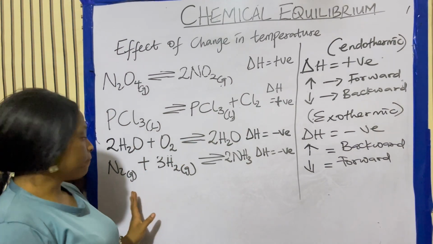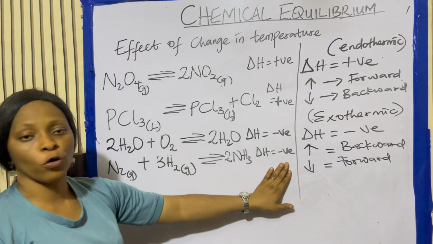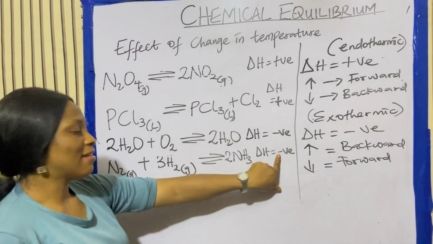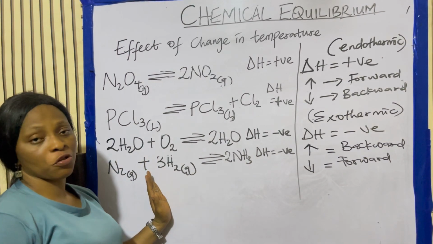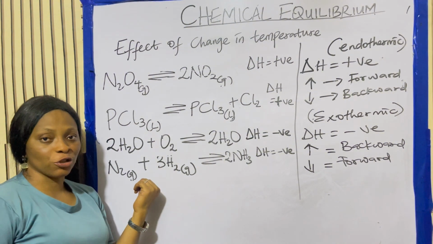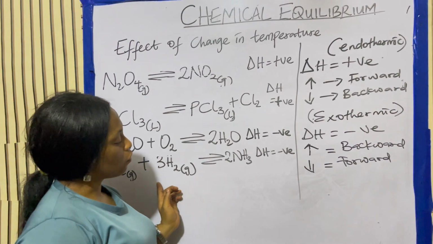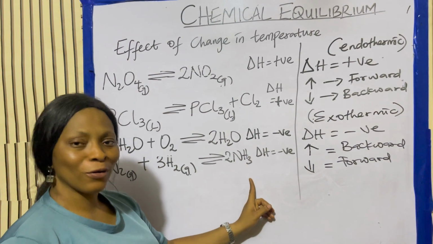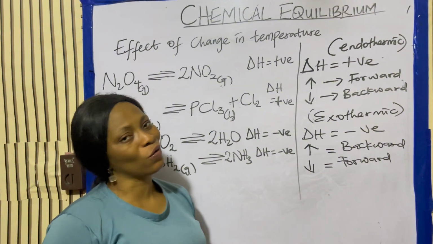So finally, look at this. What is the effect of temperature on this? This is negative, exothermic. So if you increase the temperature, it's going to favor the what? The backward reaction. And if you decrease the temperature, it is going to favor the forward reaction. Please endeavor to memorize this. It's going to help you.